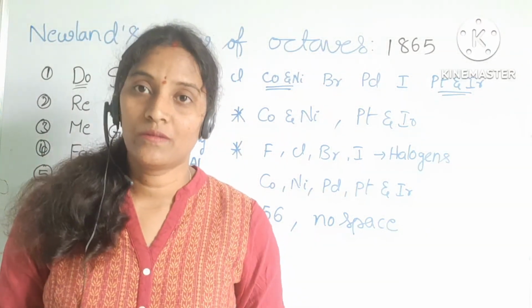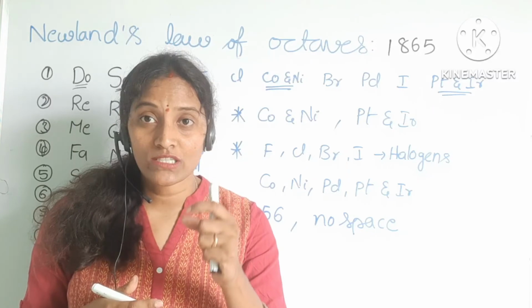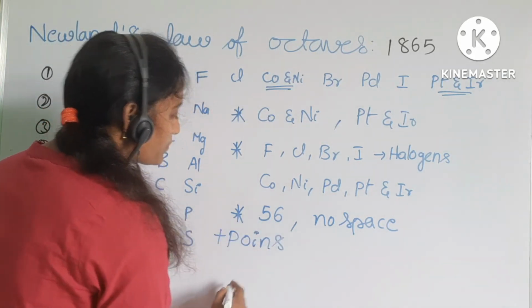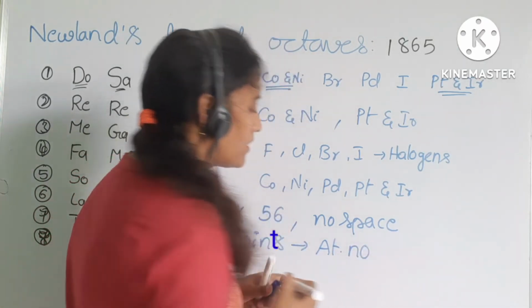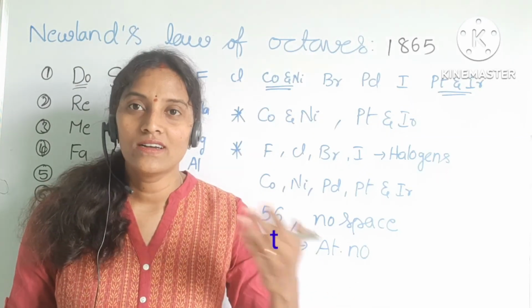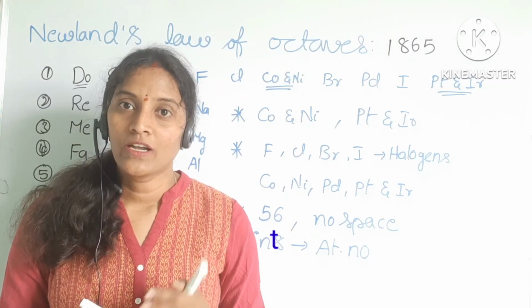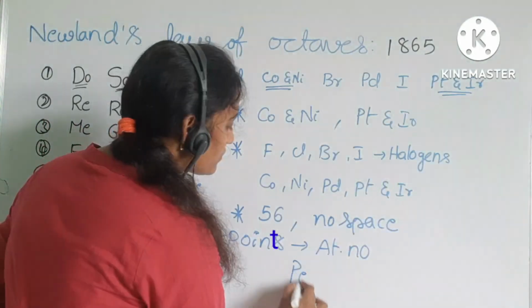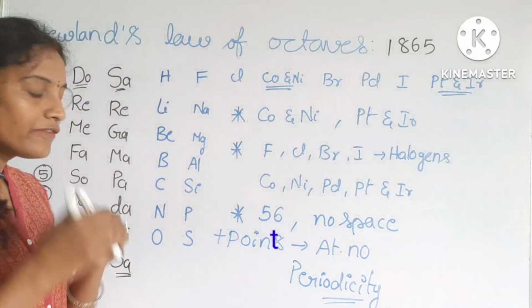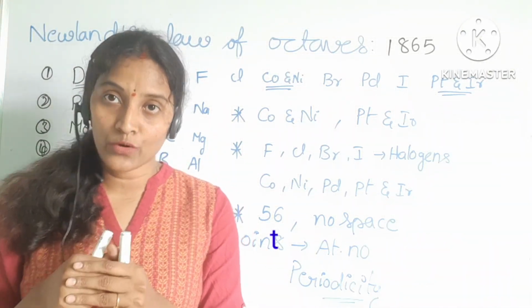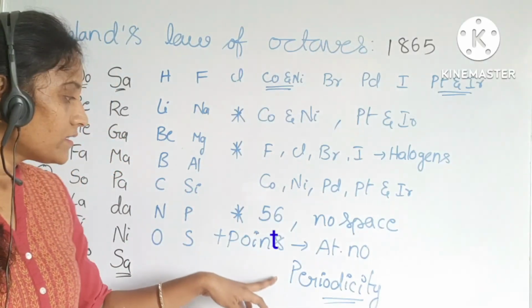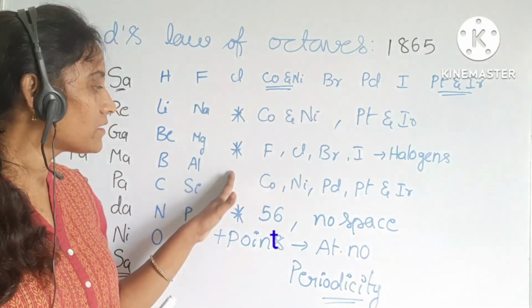And okay, what are the main merits of Newland's law of octaves? Actually, he was the first person to assign atomic numbers to the elements, but his work was neither accepted by his senior scientists nor by journals of chemistry; it was rejected. But at his time the term periodicity was generated. Periodicity is nothing but, after certain intervals, elements show similar chemical properties to the first one. That is a repetition of properties, nothing but periodicity. These two are the merits and those are the drawbacks.